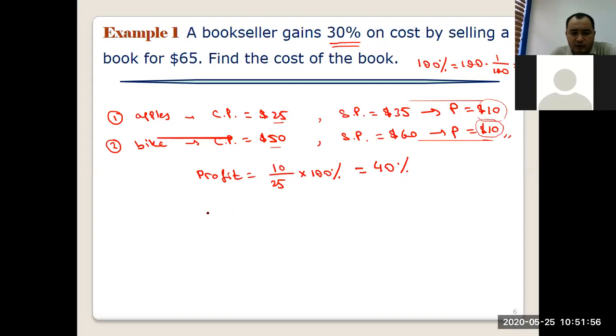Right. And the second one is profit. Here we have profit is 10 again, but out of $50, right? And to express this as a percentage, we should multiply by 100%. So it is 2 times 10, it is 20%. Now looking at this, you can see, right? Here this guy's profit is 40%, this guy's profit is 20%. That means that this business is more successful than this, or it brings more profit than this, right?